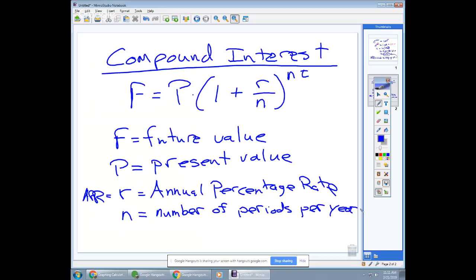And you could consider it like a delta X. It's the amount of time, how many pieces we chop up a year into. And then T would be time in years.